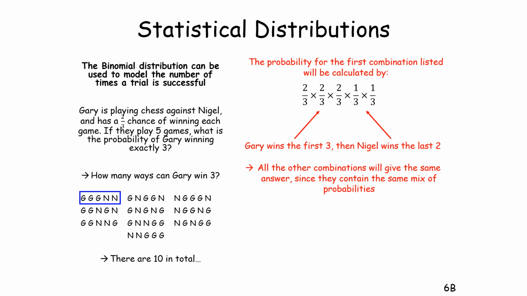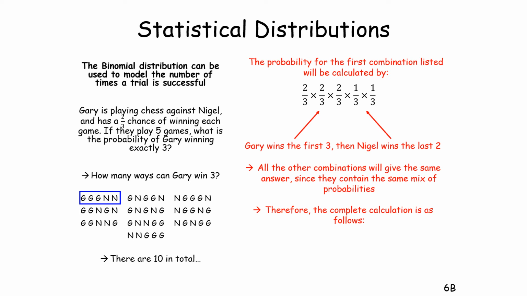All the other combinations will give you the same answer because you're multiplying this. It doesn't matter which order you multiply. So the second one, if you do Gary win, Nigel win, Gary win, Gary win, Nigel win, you're just multiplying these set of numbers. And since under multiplication we said these are commutative, it doesn't matter which order you're doing it, you're going to get the same result.